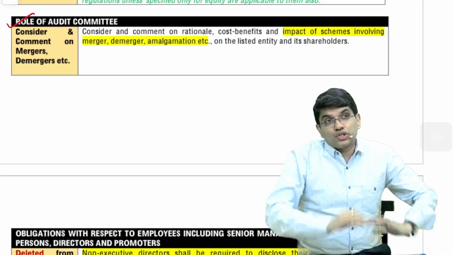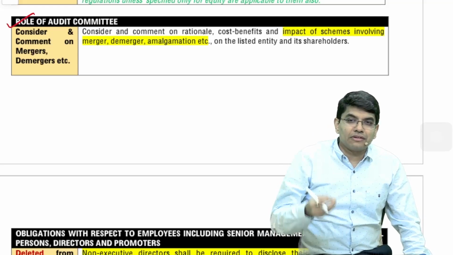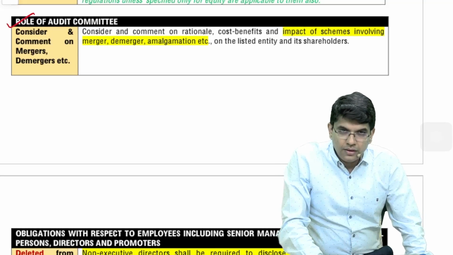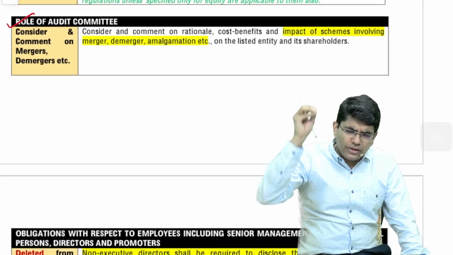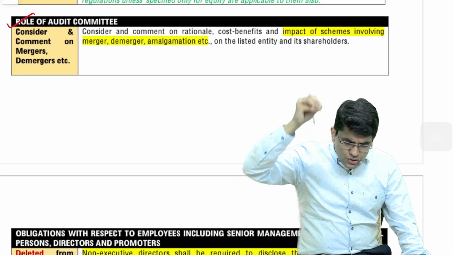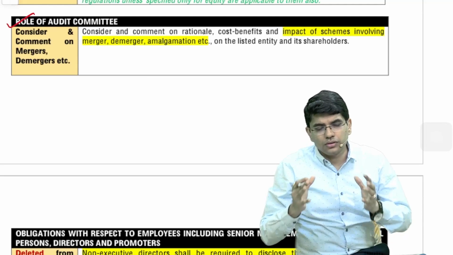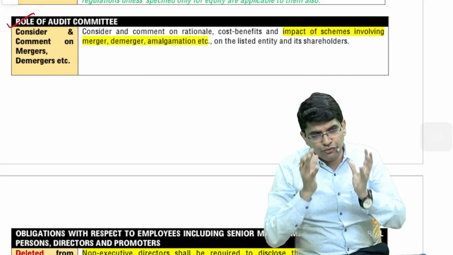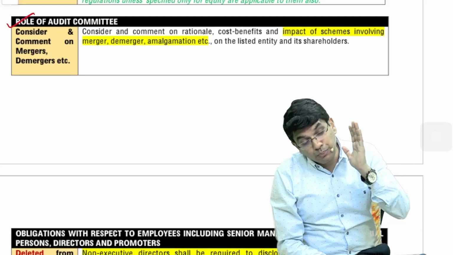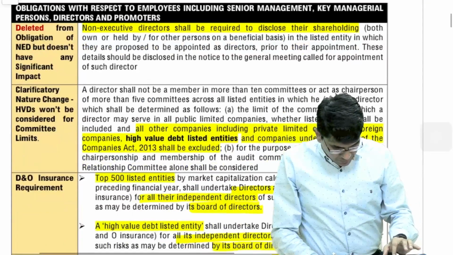So we have made a chart regarding the role of audit committee. So they have increased the role. Earlier there were 21 points. Now they've increased it, the 22nd point. It is the responsibility of the audit committee to study, examine and evaluate all the amalgamations, merger and demerger schemes. Specifically, what are the costs involved? What are the benefits involved? Impact on the company, shareholders and everyone, and they are supposed to put a comment on it. So the role of audit committee has been increased.